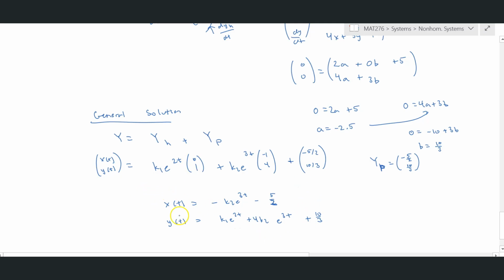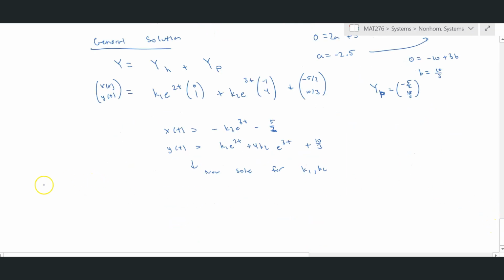And now if we were given initial conditions, so now solve for k1, k2. Don't solve for k1 and k2 after you found the homogeneous, because when you add in these terms, it's going to change what happens when you plug in 0 for time, right? The negative 5 halves and the 10 thirds will now contribute. And so, of course, that would result in a different k1 and k2. But this is a basic example. We'll take a look at a more complex one in the next video.